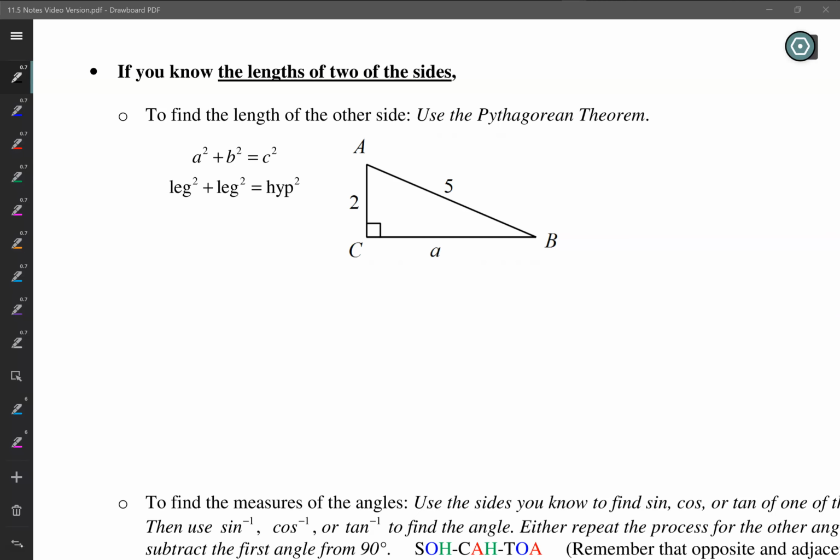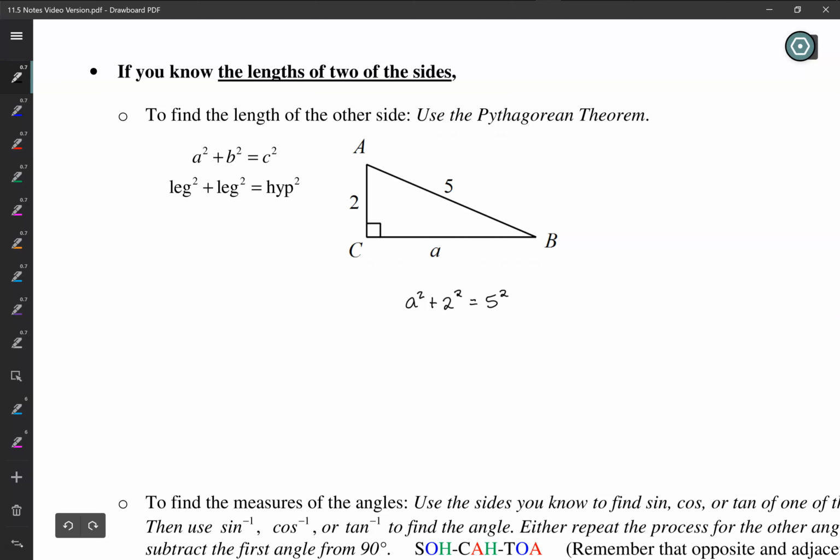a squared plus b squared equals c squared, or you can think of it as leg squared plus leg squared equals hypotenuse squared. So let's say that your triangle has the hypotenuse with length 5, and leg B has length 2, and you do not know the length of leg A. So we can use the Pythagorean theorem here. We've got a squared plus b squared, which would be 2 squared, equals c squared, which would be 5 squared.